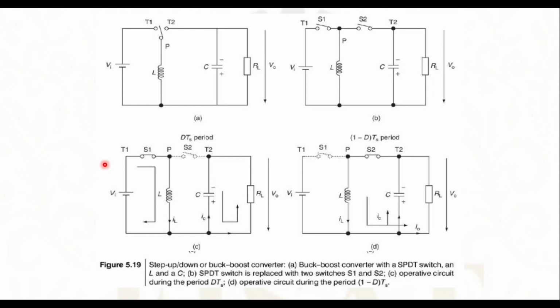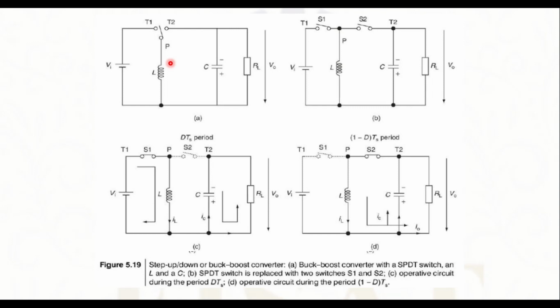Here, figure A represents the buck boost converter with a SPDT switch, single pole dual throw switch, and then an inductor and a capacitor. Here we can see that the pole is connected to the inductor, and then there are two throws, T1 and T2. We should keep in mind that for a buck converter, the inductor is connected to the output side. For a boost converter, the inductor is connected to the input side.